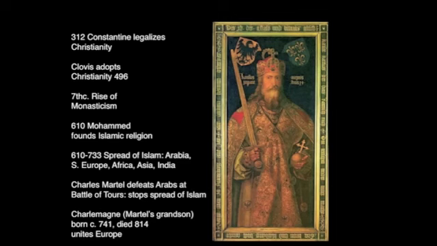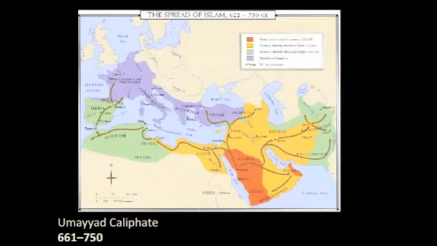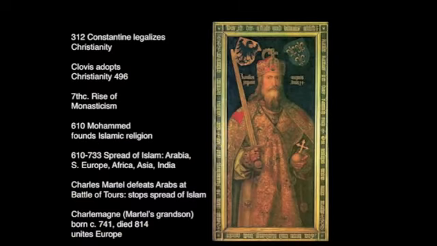In 610, Muhammad founds the Islamic religion. So you now begin to have other strong cultural impulses coming into play. And from 610 to 733, there's a large spread of Islam through Arabia, Southern Europe, Africa, Asia, and India. It's extremely effective in terms of moving quickly across a lot of territory. Charles Martel defeats the Arabs at the Battle of Tours, and with this he stops the spread of Islam.